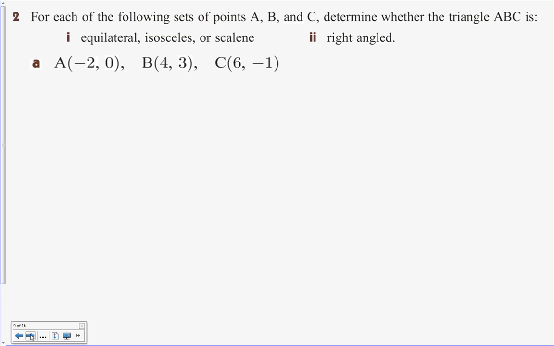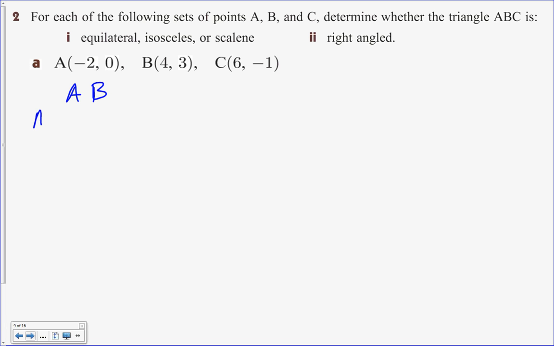So for question 2, we need to be doing the same as question 1, except we're going to need to do it 3 times. Because we need to work out whether this triangle is equilateral, isosceles, or scalene by using each of those vertices, and whether it's a right angle or not. So we need to work out the distance between A and B. So therefore, we write down our facts first.